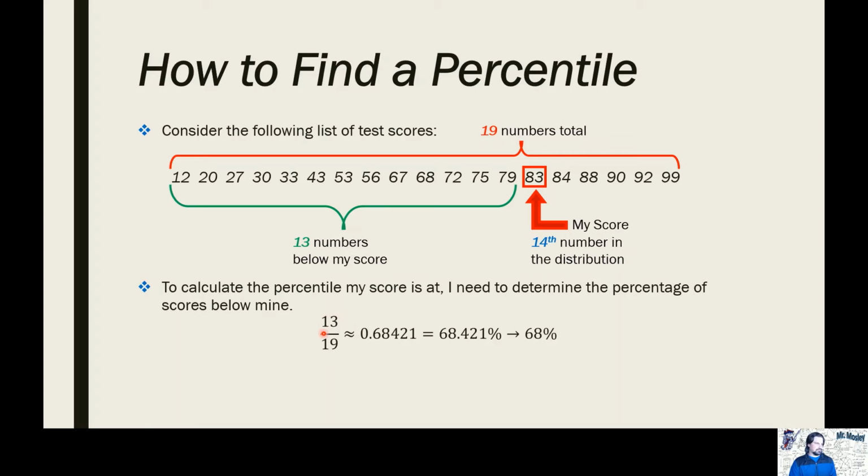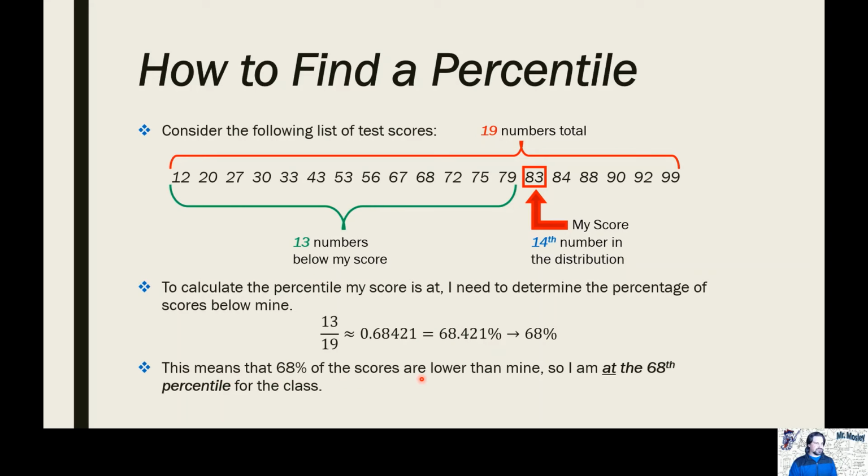Right, so 13, the number of scores below my score, divided by 19, the total number of scores, is going to give me approximately 0.68421, which we can say is equal to 68.421%, which we will then round to 68%. When we're dealing with percentiles, I want whole numbers. I'm not going to be at the 68.5th percentile or 68.4 percentile. It is going to be a whole number. So I'm going to convert this to 68%. The number here is less than 5, which means I round down to 68. I do not round up to 69. This means that 68% of the scores are lower than mine, so I'm at the 68th percentile for the class.